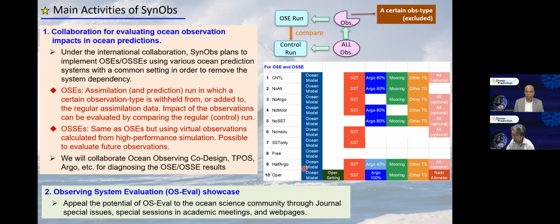We plan to perform 10 kinds of OSEs as appeared in this figure. And we will collaborate with Ocean Observing Co-Design, TPOS, and the Argo science team, and so on, for diagnosing the OSE and OSSE results. And we also plan to create the observing system evaluation showcase. We try to appeal the potential of OSEVAL to the ocean science community through journal special issues, special sessions in some academic meetings, and web pages.